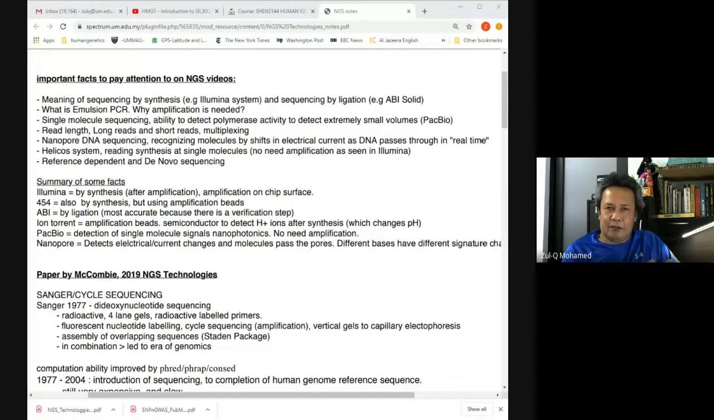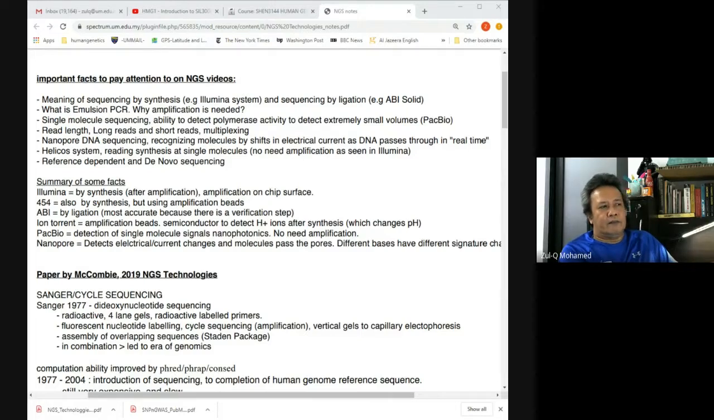But ABI, sorry, ABI is SOLiD. It's called the SOLiD system. Can't remember what LI is, ligation sequencing of something. ABI SOLiD boasts that it is highly accurate. However, the mechanism is slow, and at the same time, it is also expensive. So that's why, among the three, Illumina sort of wins the race. Okay.